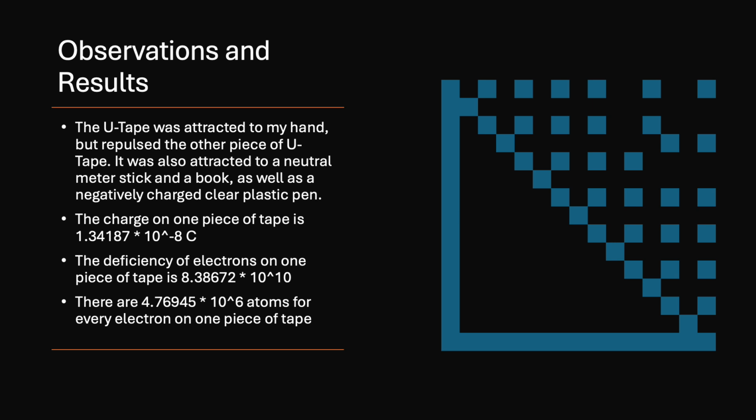And from my experimental computational model, I found that the charge on one piece of tape is 1.34187 times 10 to the minus 8 coulombs. And the deficiency of electrons on one piece of tape is 8.38672 times 10 to the 10. And then there are 4.76945 times 10 to the 6 atoms for every electron on one piece of tape. And I'll show you the computational model that I created in just a second.